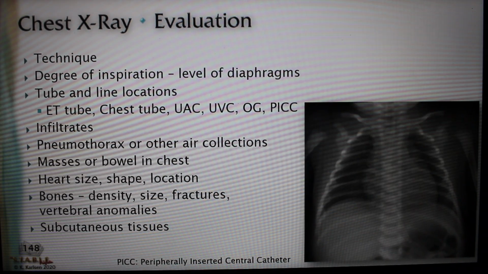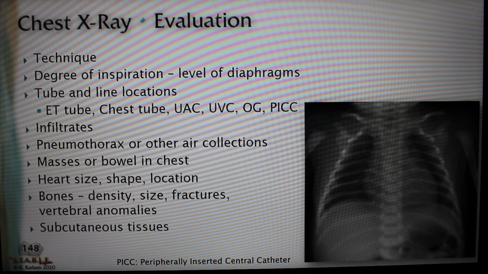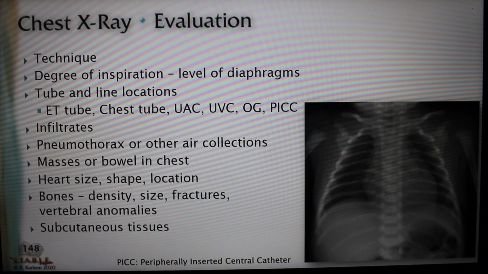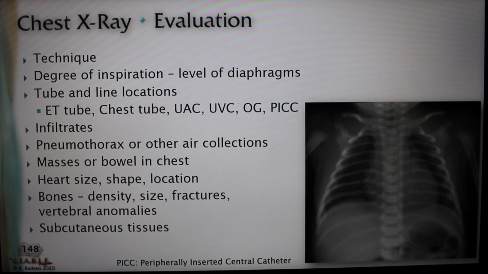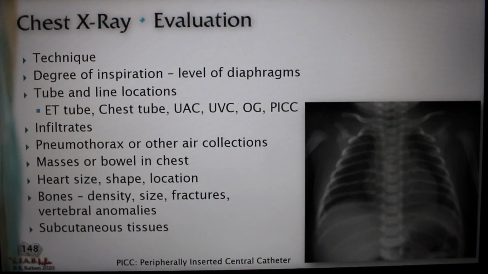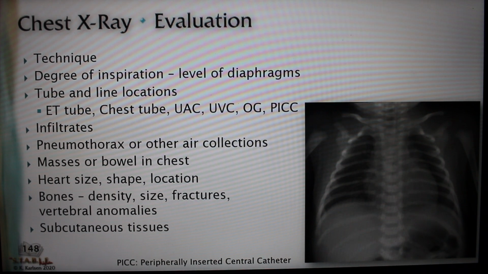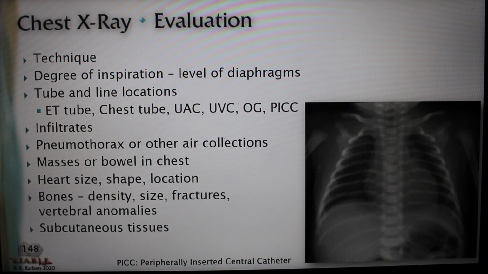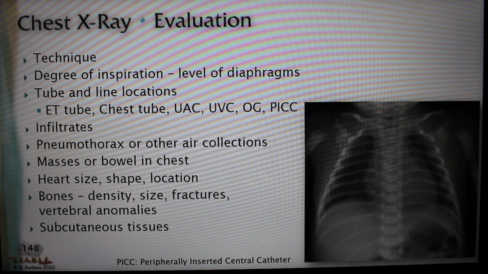So in order to do a chest X-ray evaluation, we need to have a technique, and we need to use that technique every time we look at a chest X-ray. The reason we do that is we want to get all the information that the chest X-ray can offer. If we're just getting a chest X-ray to look for an ET tube placement, and we only look at the ET tube, then we might miss other findings on the X-ray, such as the UVC has slipped out of correct placement, or the OG tube is in the incorrect place, or there might be a small pneumothorax. So when we look at an X-ray, we want to look at it in a systematic way.